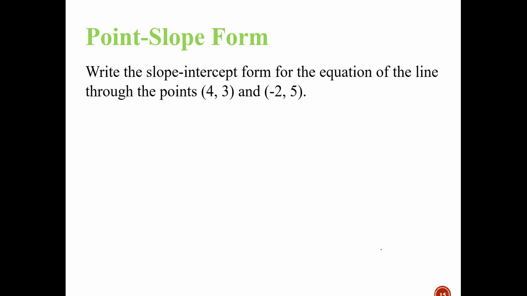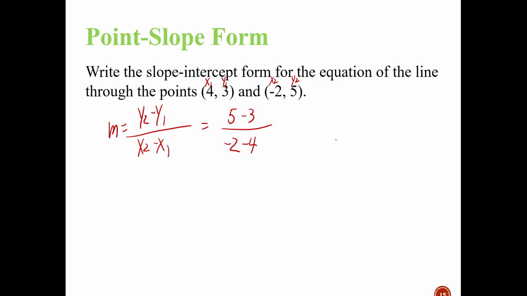Now let's look at this example. Write the slope intercept form of the equation of the line through the points 4, 3, and then -2, 5. So given two ordered pairs, x1, y1 and x2, y2, from here we can find the slope first. Slope equals y2 minus y1 over x2 minus x1. Now replace y2 with 5, y1 with 3, x2 is -2, x1 is 4.